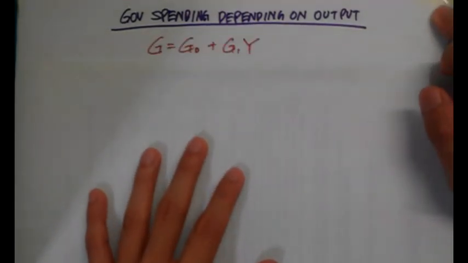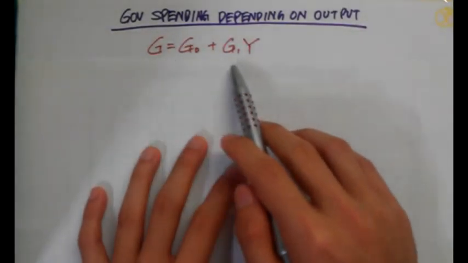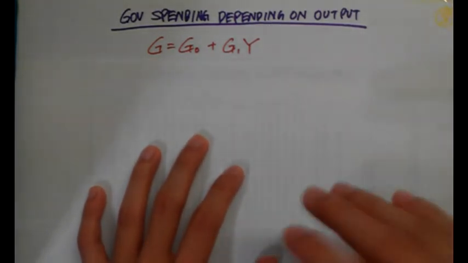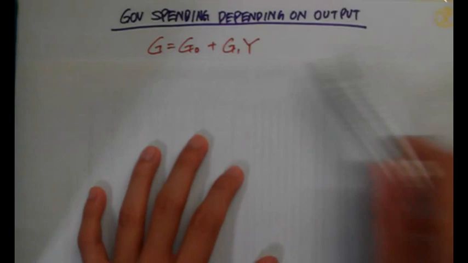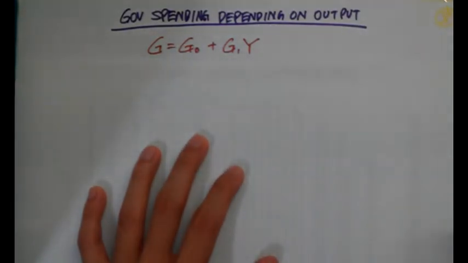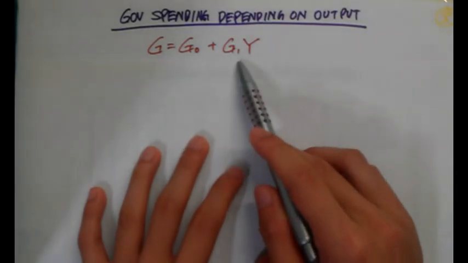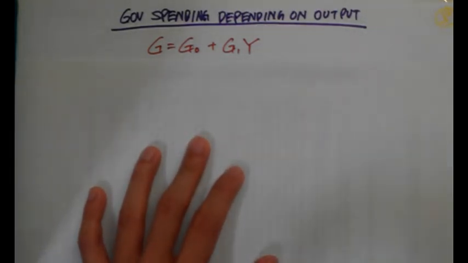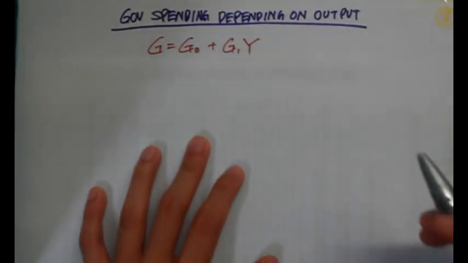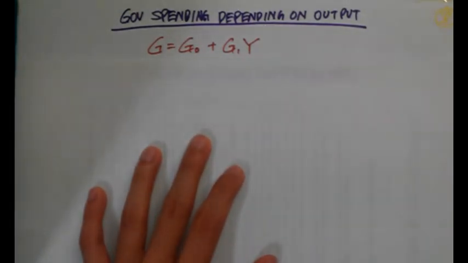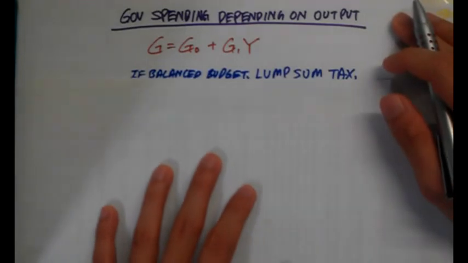The equation would look like this: G equals G naught plus G1Y. Now, you can also safely make the assumption that there is no fixed spending by the government. You can actually assume that this is gone. But to make it more whole, I'm going to put G naught over there. So G1 is like our marginal propensity to consume. G1 is the marginal propensity to spend by the government with respect to income. Okay, it's like an MPC.